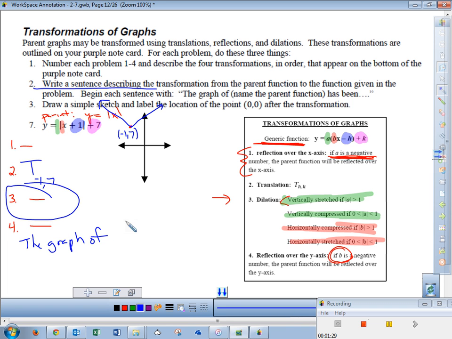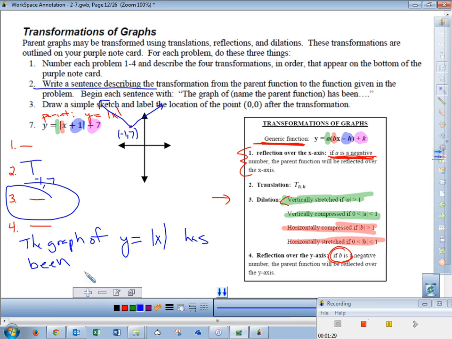The graph of. And then who was our parent function? We have already written down who our parent function was. Who was our parent function? Y equals absolute value of x. The graph of whatever our parent function was has been.